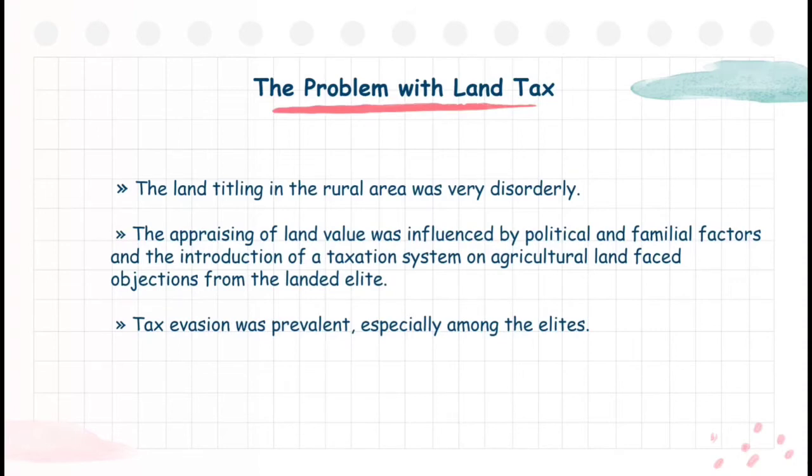So it was very unfair to the poor people, or those individuals who belong to the lower position of the society, since they need to pay land taxes, while the elite individuals who belong to the higher position of the society were involved in tax evasion. Those were the problems that were encountered during the collection of land taxes under Americans.